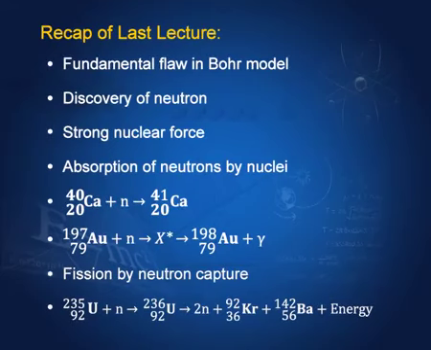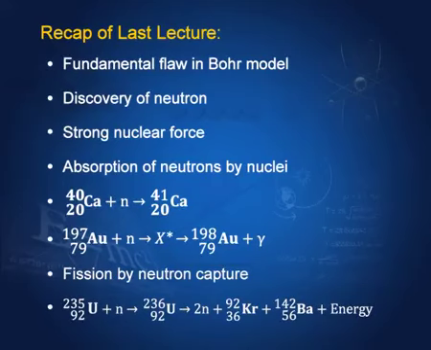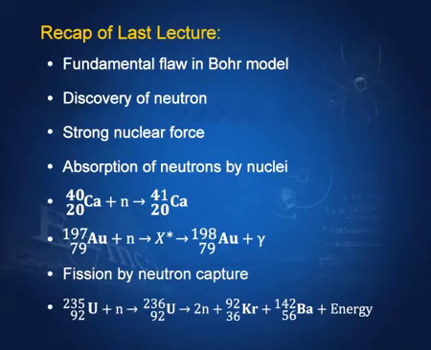Then we discussed the discovery of the neutron and the strong nuclear force, because if there are protons in the nucleus, they would repel each other and break the nucleus. But it was found that there is a very strong force acting between the nucleons, and therefore, nucleons are able to overcome the Coulomb force between them. Then we studied absorption of neutrons by nuclei, and some of the examples are given here. And lastly, we found that neutrons can trigger a fission reaction in uranium 235.